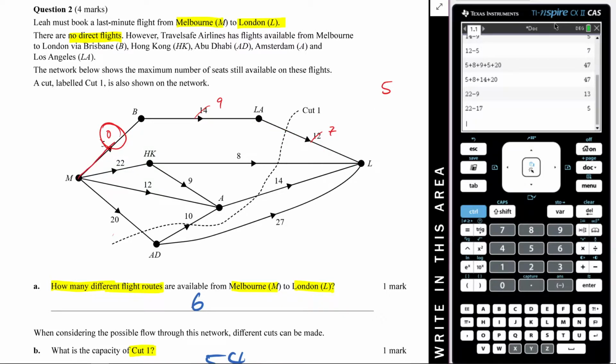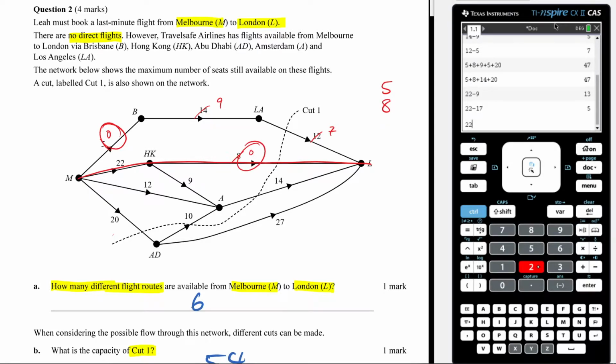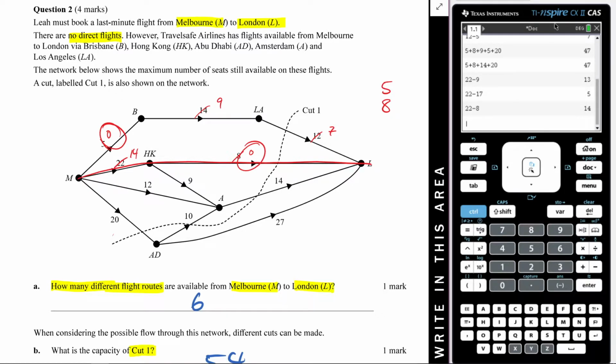I can no longer go through this pathway here because I can't go through a 0. So the next one I would go through is here. My smallest number on this pathway is 8. So I subtract 8 here and add that onto my tally. I now need to go 22 minus 8, which is 14. So that now is 14. I can now go through that way. Remember, you can't go through the 0 anymore. So now I'm stuck going through this way.